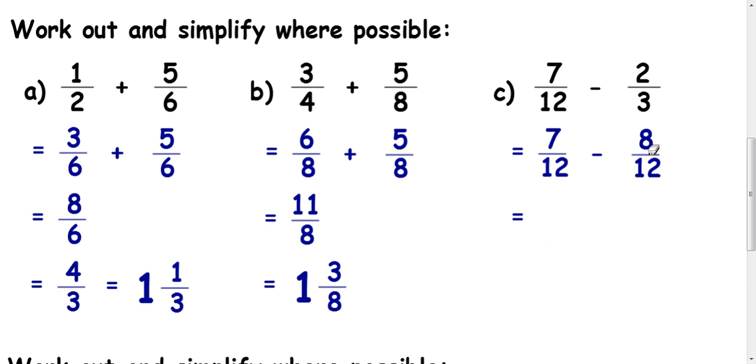Now you can get negative fractions, just like you get negative numbers, so just do the top 7, take away 8, and that gives you negative 1 over 12.